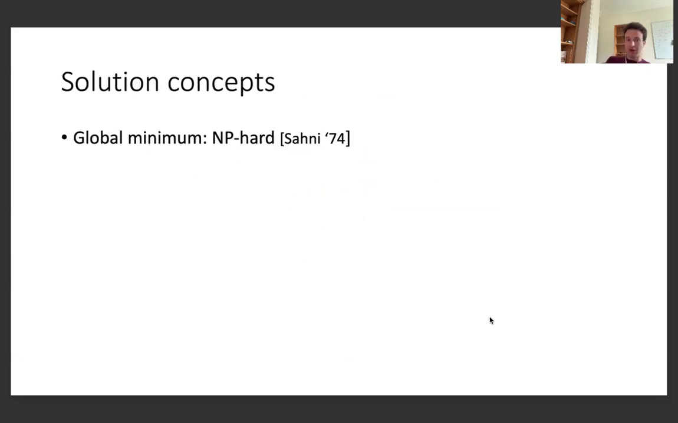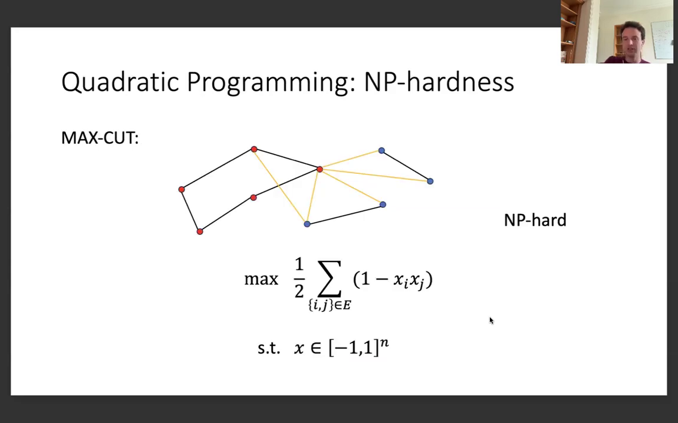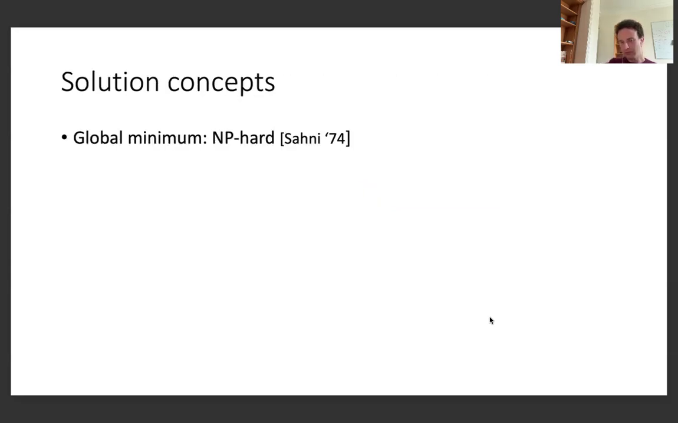So given this NP-hardness for finding a global solution, a global minimum or global maximum in this case, of a quadratic program, it is very natural to ask or to consider relaxations of this solution concept. So to ask for something that is maybe not a global minimum, but still some reasonable solution. And so perhaps the most natural relaxation to consider is a local minimum. In other words, a point such that in its immediate vicinity, there is no other point that has a lower value than the current point. So locally, it's minimal.